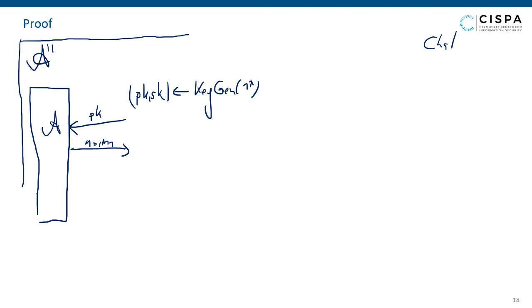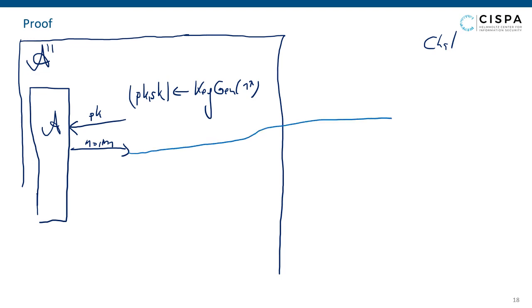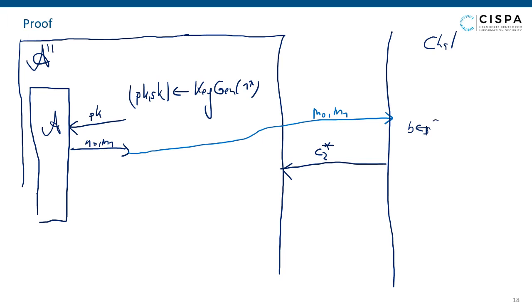So here's the challenger of A double prime. And of course, A double prime will just forward its 2 challenge messages M0, M1 to its own challenger, upon which the challenger will answer with a challenge ciphertext, let's call it C2 asterisk, which is an encryption of M B, where B is the challenge bit, using some uniformly random key K. We encrypt M B here. Okay.